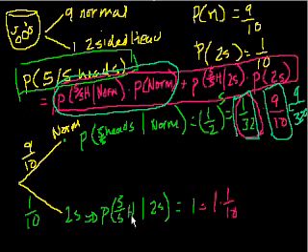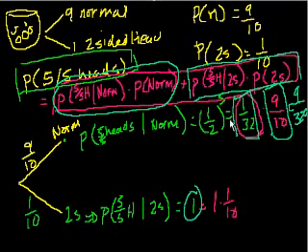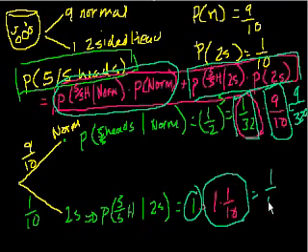9 over 320. And then this, the probability of 5 out of 5 heads given the two-sided coin times the probability of the two-sided coin. Well, you're guaranteed to get 5 out of 5, and the probability of getting a two-sided coin is 1 out of 10. So this is equal to 1/10.